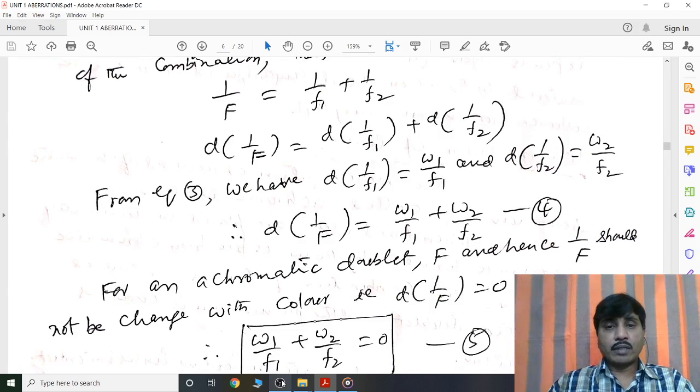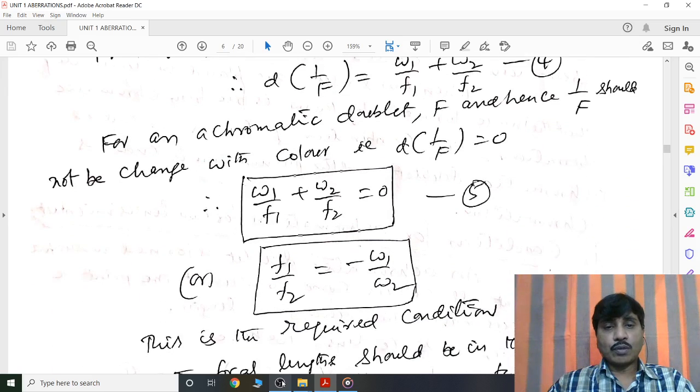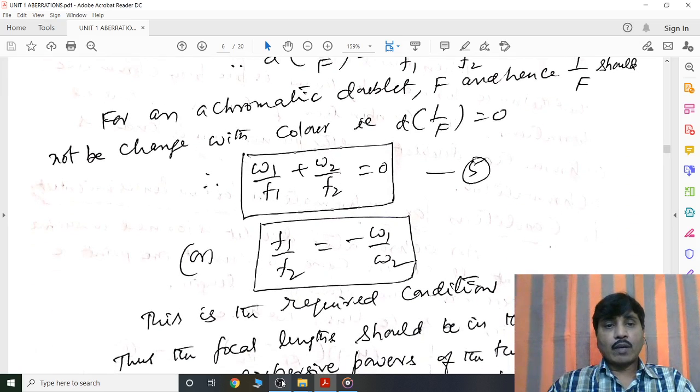On differentiating, we get d of 1 by capital F is equal to d of 1 by f1 plus d of 1 by f2. From equation 3, we have d of 1 by f1 is equal to omega 1 by f1 and d of 1 by f2 is equal to omega 2 by f2. Therefore, d of 1 by capital F is equal to omega 1 by f1 plus omega 2 by f2. That is equation 4.